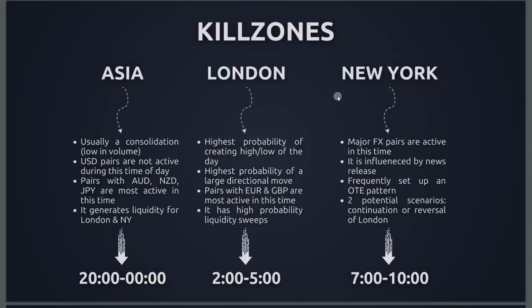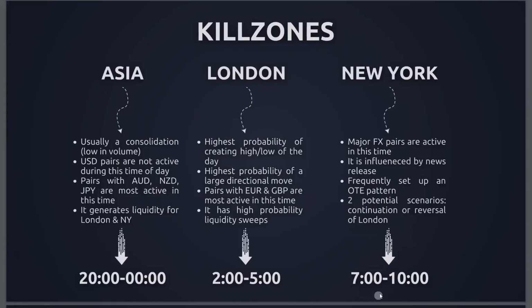The New York kill zone. Most of the major forex pairs are active in this time. And it's also influenced by news release. Most of the time, the high impact news are released in the New York kill zone. And it frequently sets up an optimal trading entry pattern. Most of the time, there is also an optimal trading entry pattern in the London kill zone, but I know a lot of people prefer to get it in the New York kill zone. And there are two potential scenarios in the New York kill zone. It's either a continuation of the London kill zone or a reversal of the London kill zone. And we're going to cover this in a lot of details.